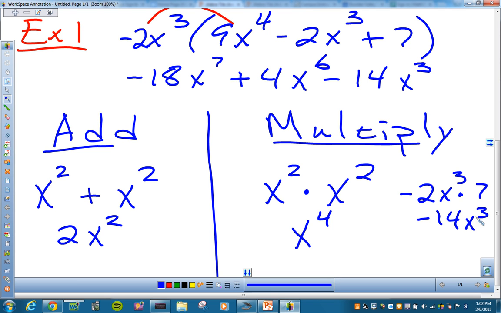What could you do? Tell me what you can do. Right? We can't add or subtract anymore because all the exponents are different. You can only combine the like terms if the exponents are the same.